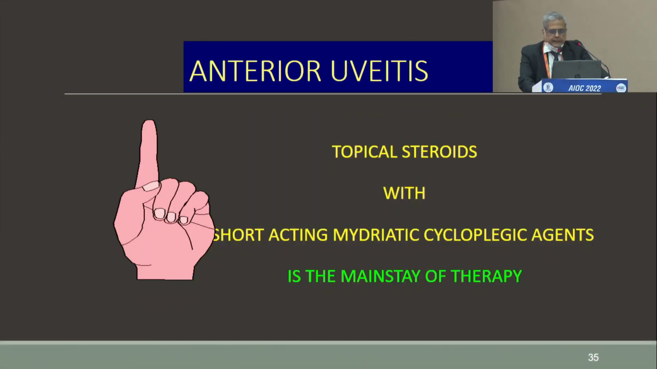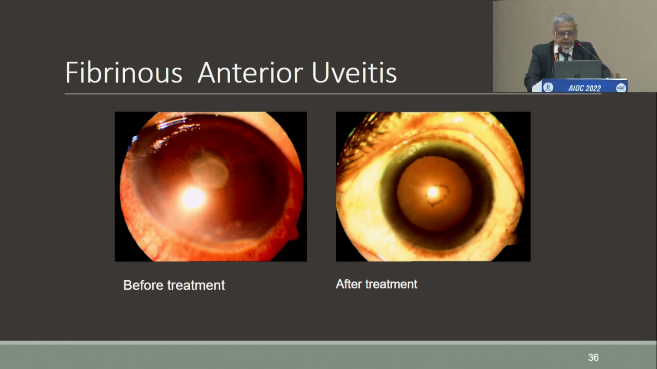So how do you manage it? Topical steroid with short-acting mydriatic cycloplegic agent is the mainstay of therapy. Anterior uveitis responds very well, it is magical sometimes. This is a fibrinous anterior uveitis before treatment, and with 1-hourly topical steroid with mydriatic cycloplegic agents, in 3 days it cleared up.